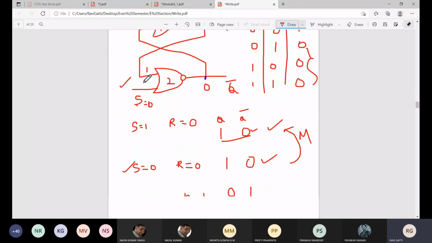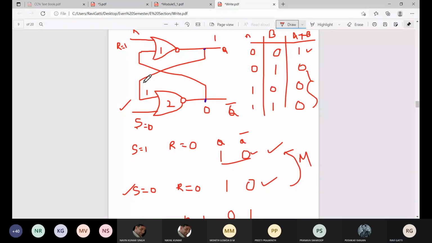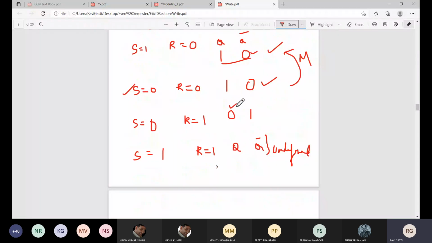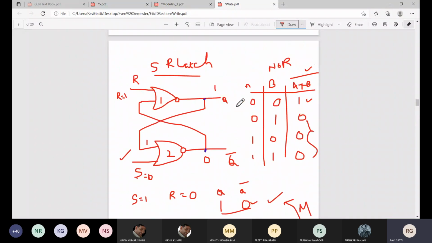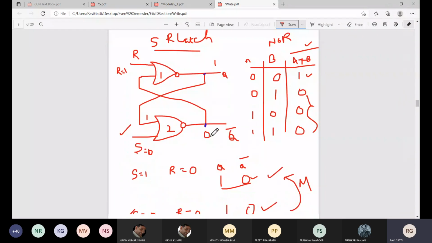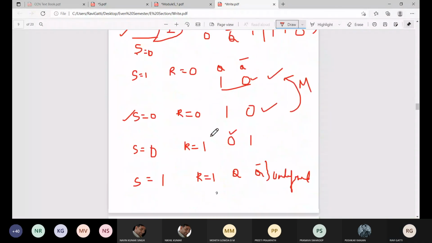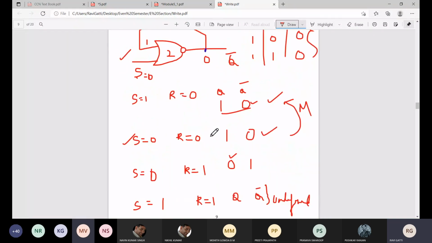Now tell me, what is the Q output? Q is 0. Next, what about Q bar? Q bar will be 1. So you can see here, when S is equal to 0 and R is equal to 1, you got Q equal to 0 and Q bar equal to 1.